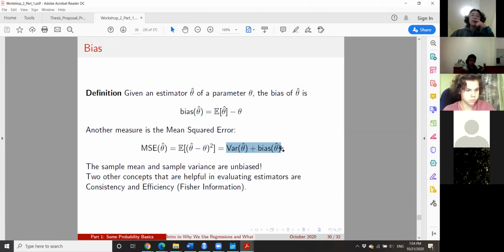You should note that you can have estimators that are consistent but biased, and you can have estimators that are unbiased but not consistent. That's important to keep in mind: these different measures of how good your estimator is do not typically all coincide.